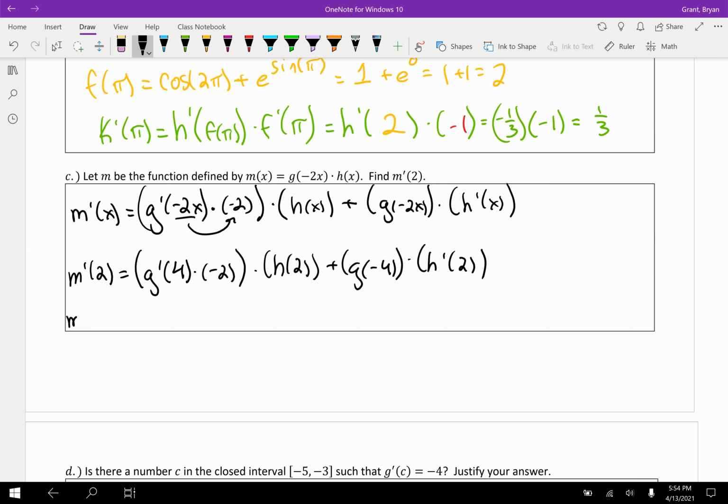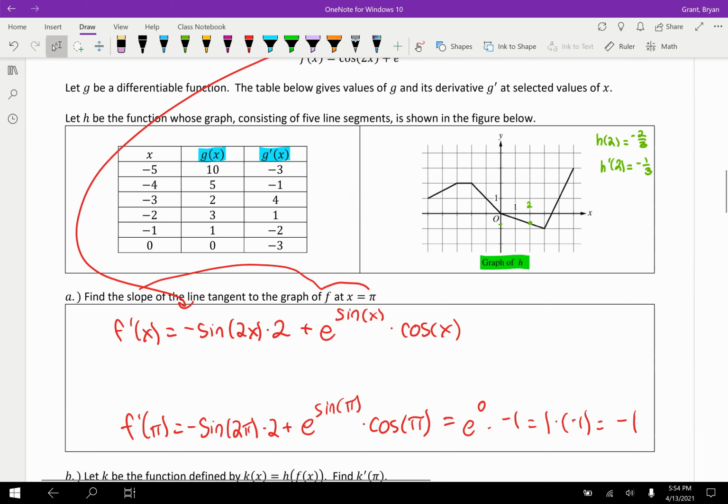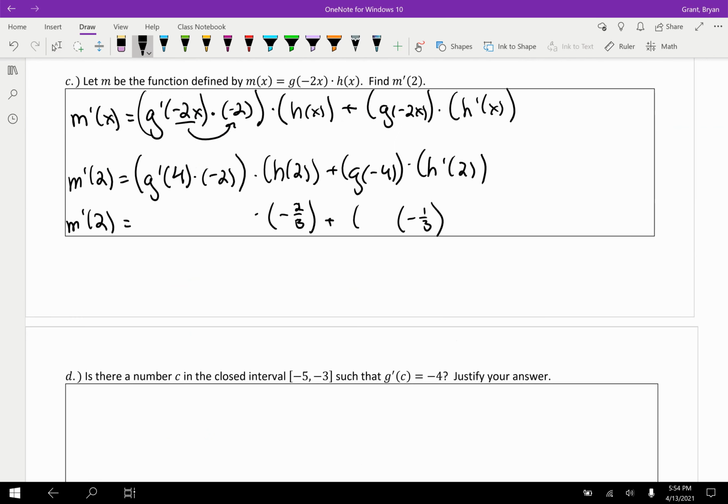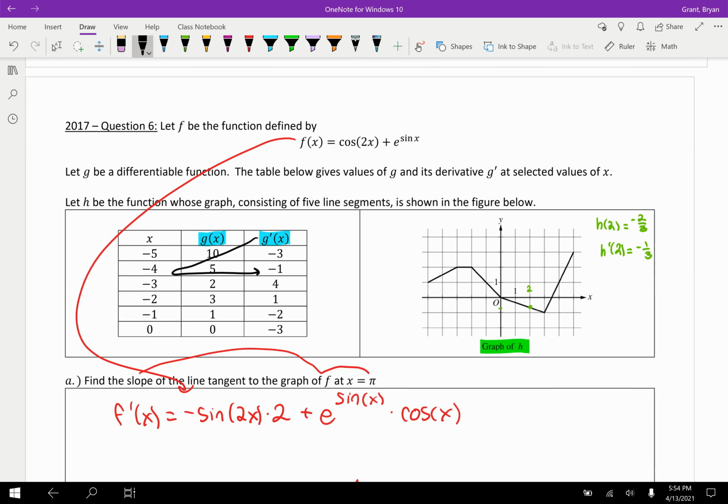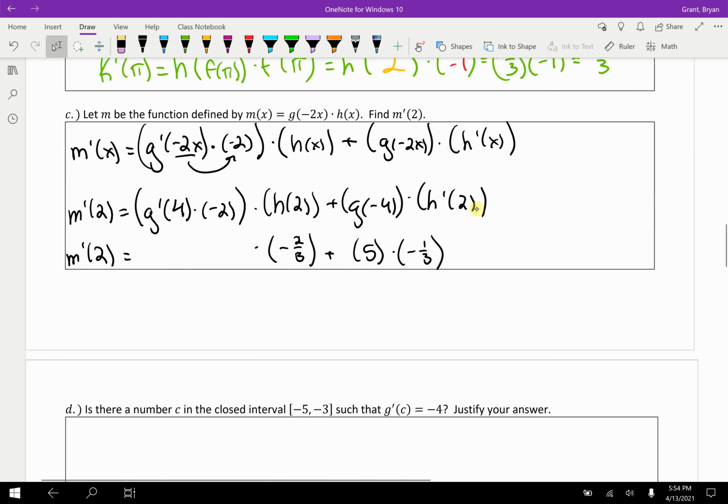All right, we can go through and hopefully use a few things that we've done earlier. For example, we saw h of 2 was negative 2/3, and we also saw h prime of 2 was negative 1/3. G of negative 4, I think we have a chart for that, a table, don't we? G of negative 4 is 5, so that's not bad. Okay, and then g prime of 4 times negative 2. We'll try to do both. G prime of 4 is negative 1. Negative 1 times negative 2 is positive 2.